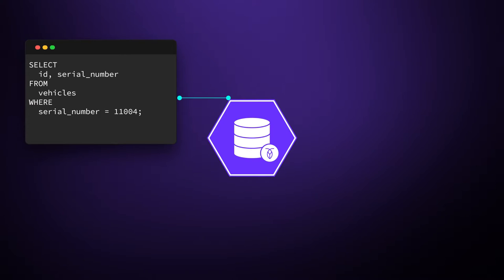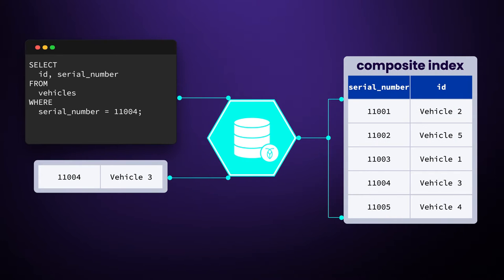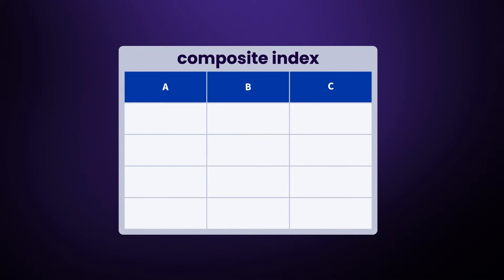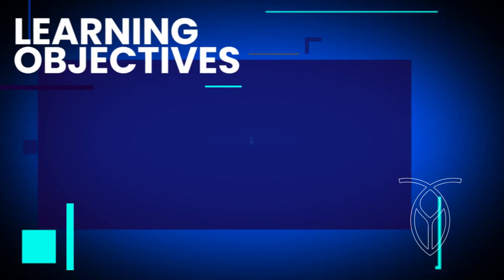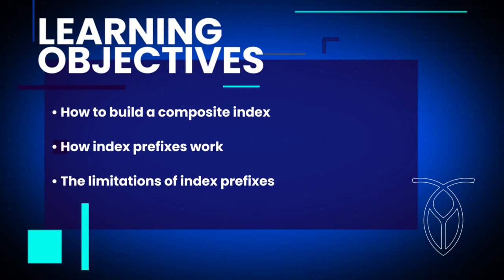In database systems, queries rely on the structured order of an index to find information. Composite indexes are built from multiple columns to better group the data they contain for complex queries. Let's take a look at how to build a composite index, how index prefixes work, and some limitations when working with prefixes.